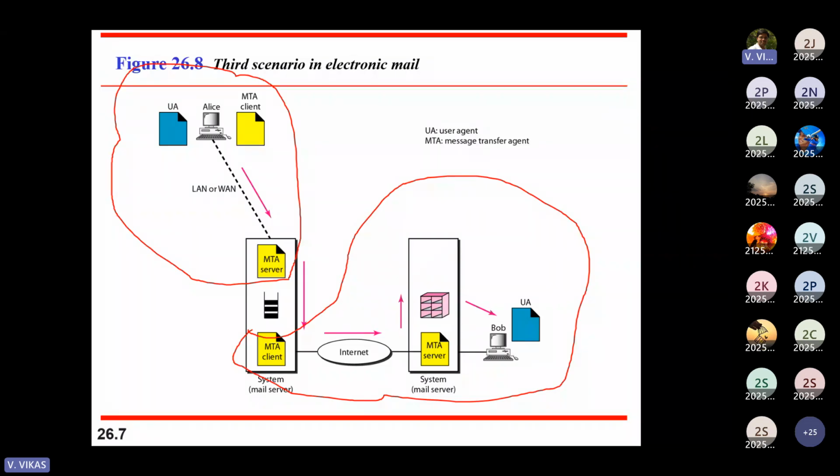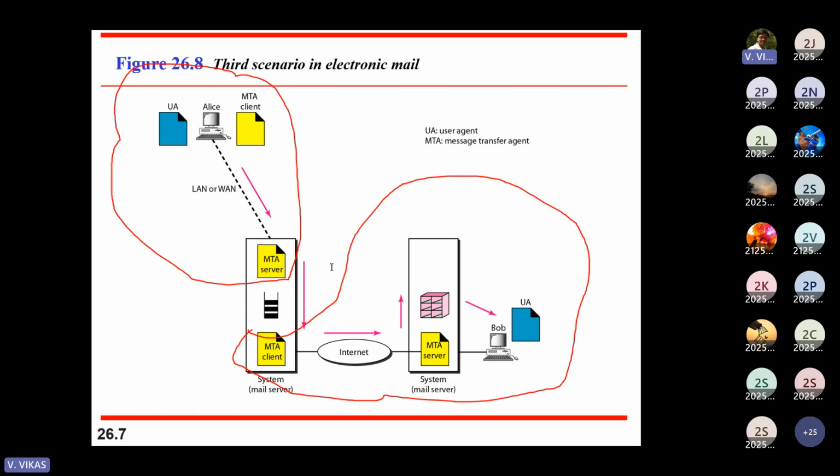When we go with the third case, we are again improving the complexity here. Previously, we considered that the client was connected directly with the mail servers, but now we are considering that the client is not directly connected with the mail server or the system in which the mail server is running. Instead, Alice is connected to the mail server through a local area network or wide area network. That is what we are considering in the third case.